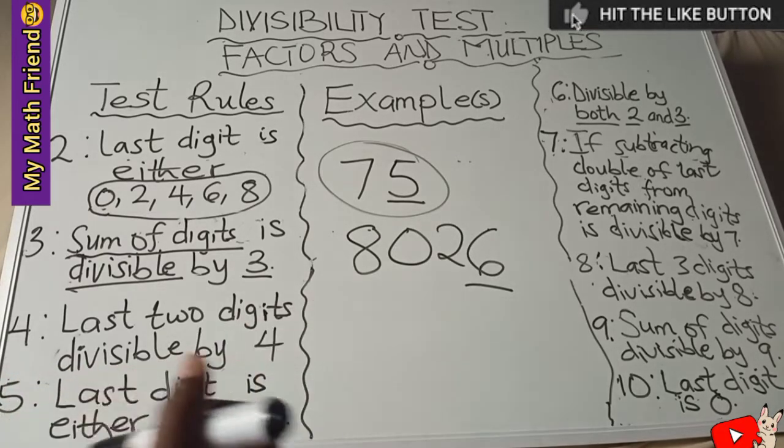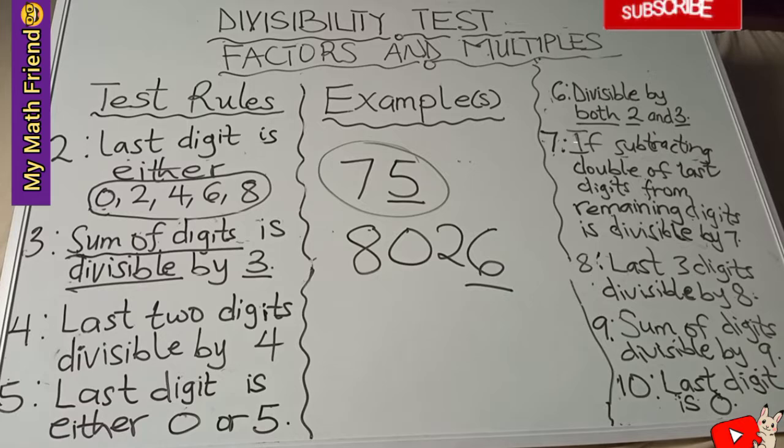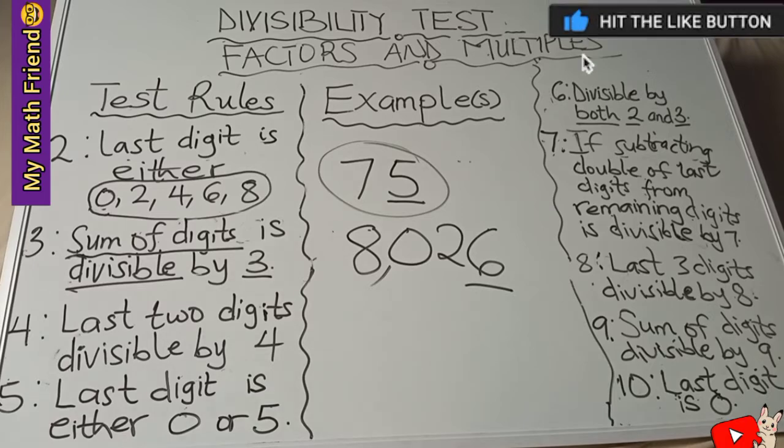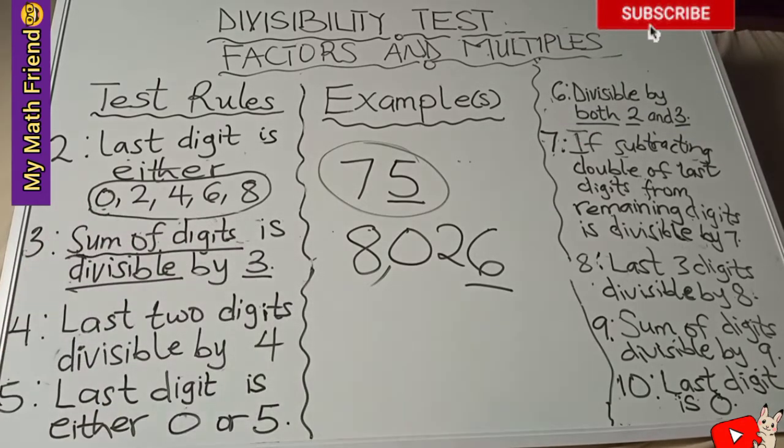Look at the second example, 8,026. What is the last digit? 6. Do you see 6 over here? It should be 0, 2, 4, 6, or 8 before we can say that it is divisible by 2. Yes, it's in this range. So because the last digit is 6, we can conclude that 8,026 is a multiple of 2, or is divisible by 2, or 2 is a factor of 8,026. So you see the relation between factors and multiples.